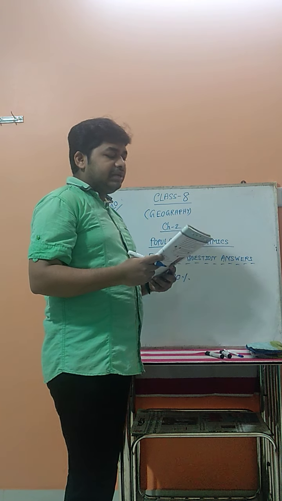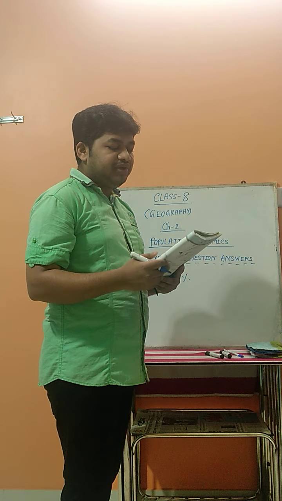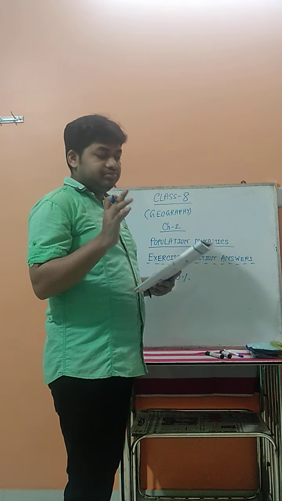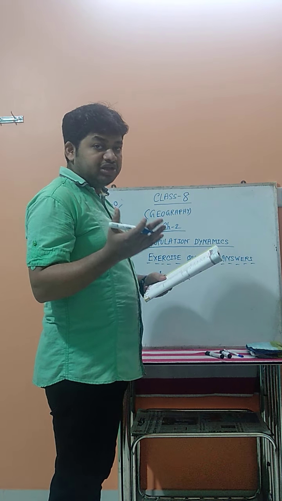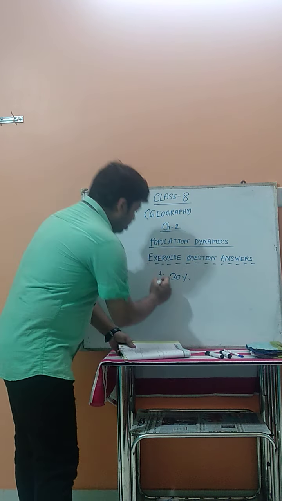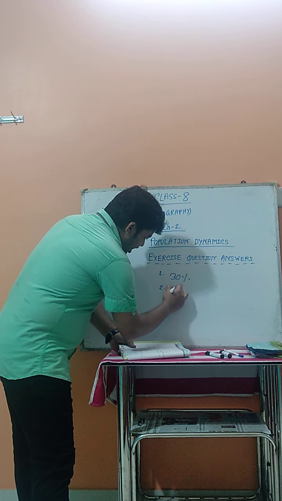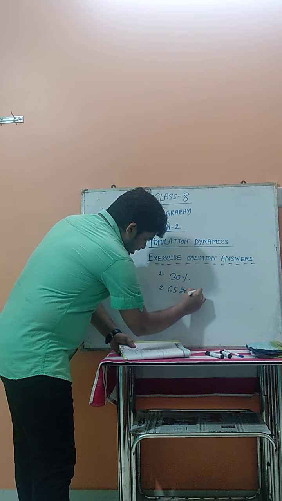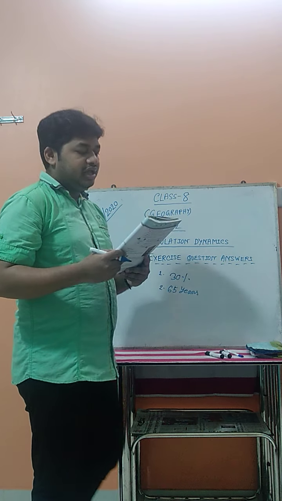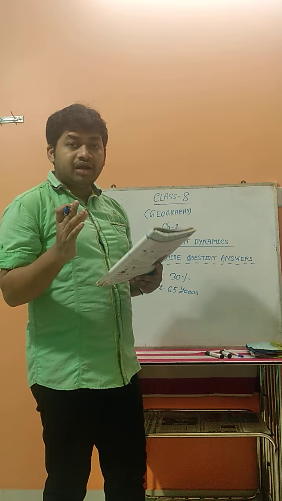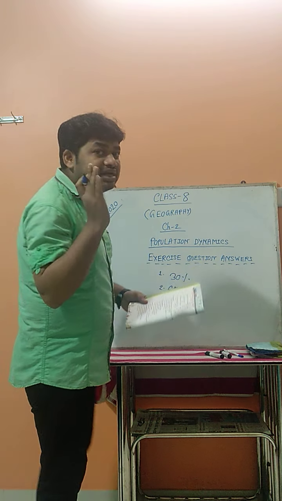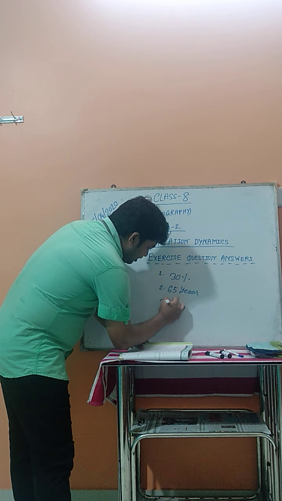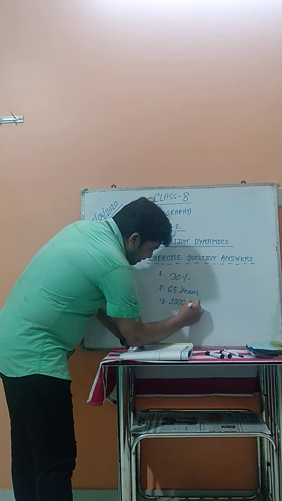Second one is, the dependent population is below 15 years and above how much? The dependent population is below 15 years and above 65 years. Okay, this is 65 years. The third one is, the sex ratio is the number of females per how much? Per 1000 males. So third is per 1000 males.